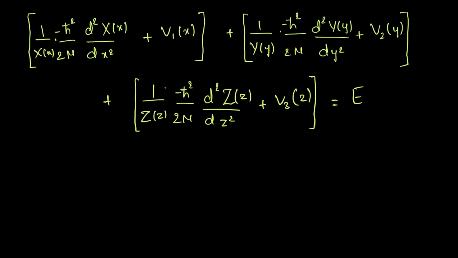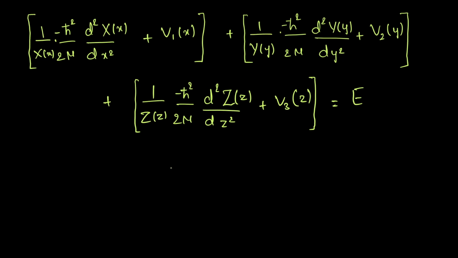Here on the left hand side we have the addition of three terms, and on the right hand side we have a constant, that is the energy eigenvalue. If we observe the three terms on the left hand side of the equation, each term depends on one variable. Hence each of these terms must itself be equal to some constant. If the first term is equal to constant Ex, the second term is equal to constant Ey, and the third term is equal to constant Ez, then the addition of these three constants must be equal to E.